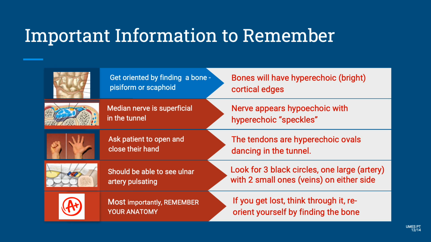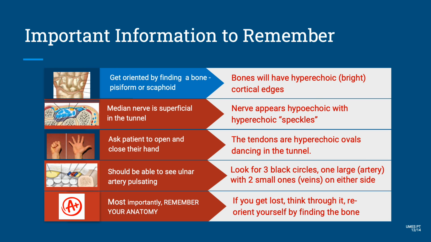Here's some important information to remember. Get oriented by finding a bone, the pisiform or the scaphoid. Bones will have hyperechoic, bright cortical edges. Then keep in mind that the median nerve is superficial in the tunnel, and the nerve appears hypoechoic with hyperechoic speckles. You can also ask the patient to open and close their hand because the tendons are hyperechoic ovals dancing in the tunnel. You'll be able to see that when they move their fingers. You should also be able to see the ulnar artery pulsating.